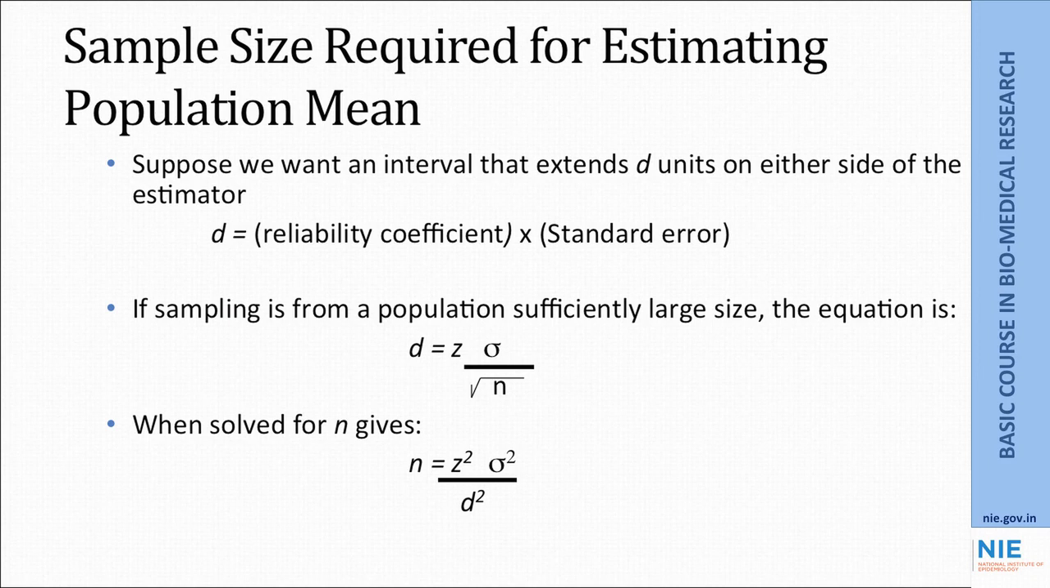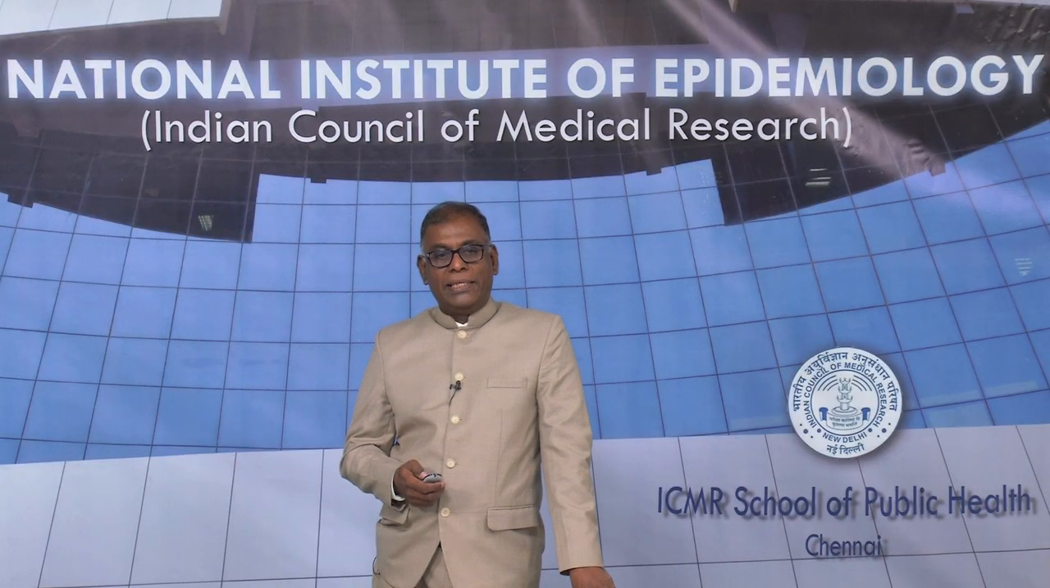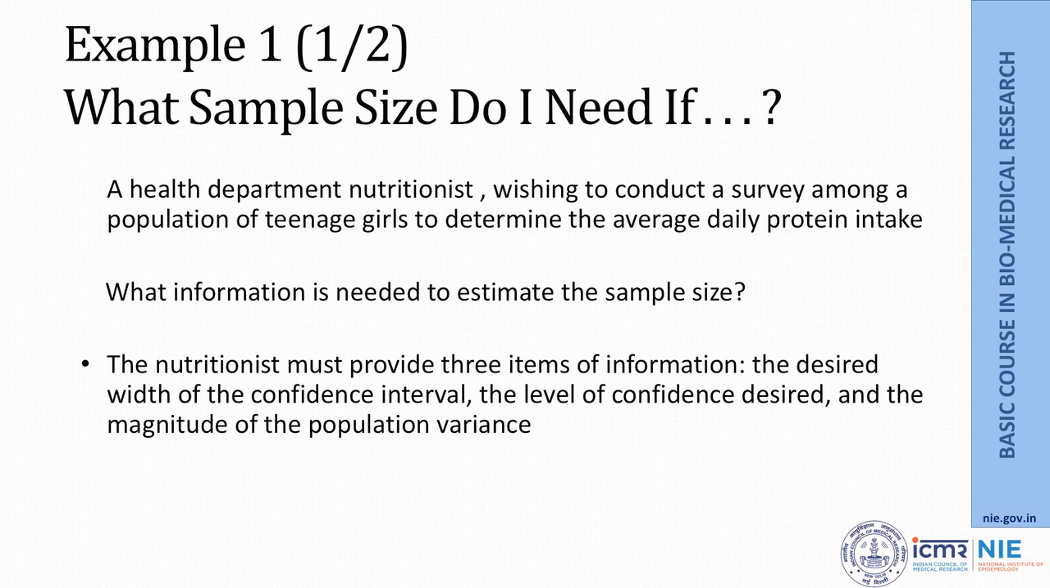Suppose the idea of sample size is you fix that, and then when you fix that you have only one unknown, namely the n in the denominator. If you can solve for the n, which is n equals Z squared into sigma squared by d squared, then you get an idea of what the n is. I think these concepts will get clearer if you see an example.